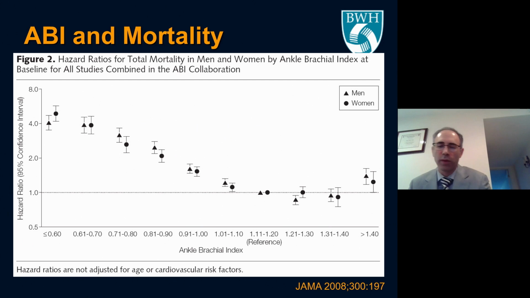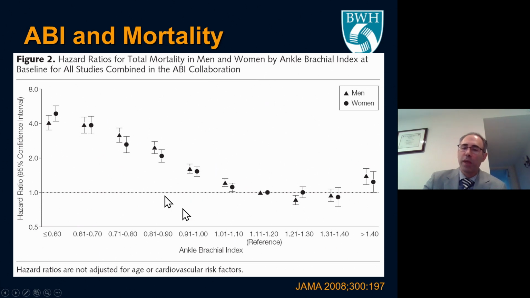This was a great article. When this came out, there were a couple of surprising things. This is a JAMA article from 2008, and it looked at total mortality in men and women by the ankle brachial index. And what we can see here is that when the ankle brachial index is actually greater than 1.4, we used to think that was normal. Actually, it's not normal because there's a higher mortality at that level. Normal is probably around 1.1 or so to 1.2. You can see here, even in the 1 to 1.1 range, mortality starts going up.